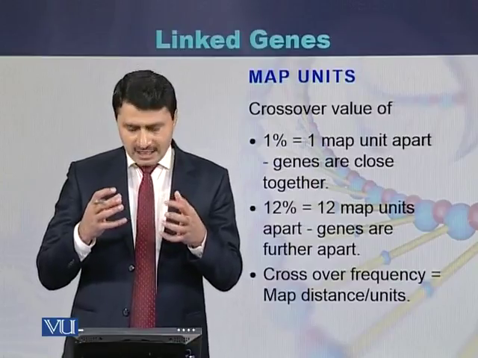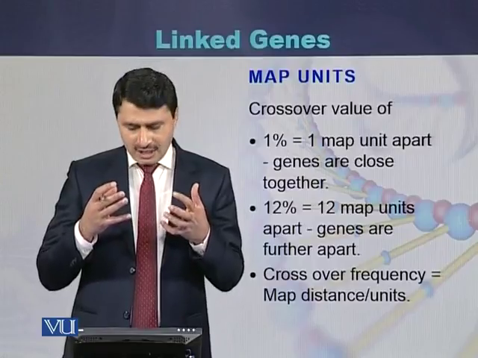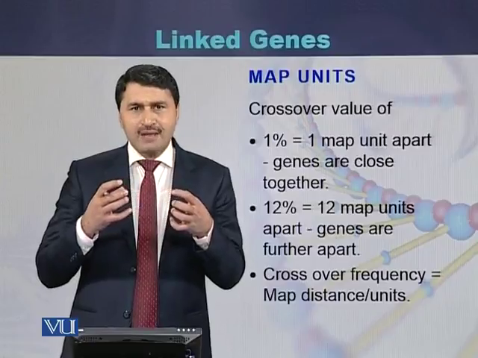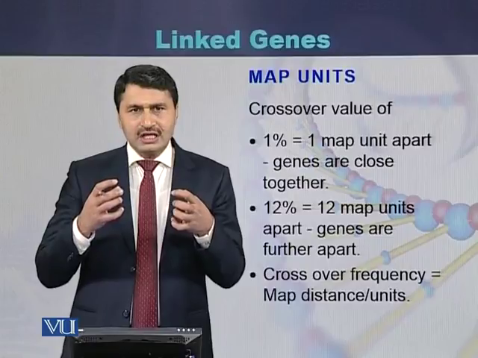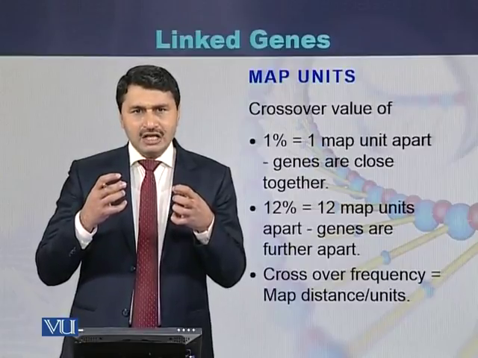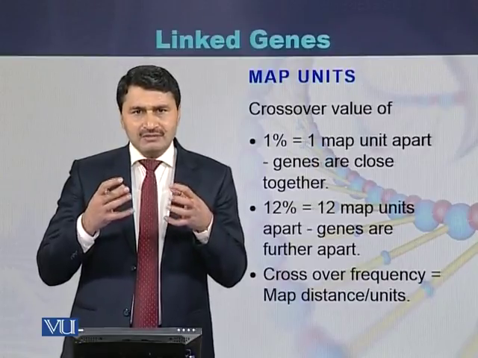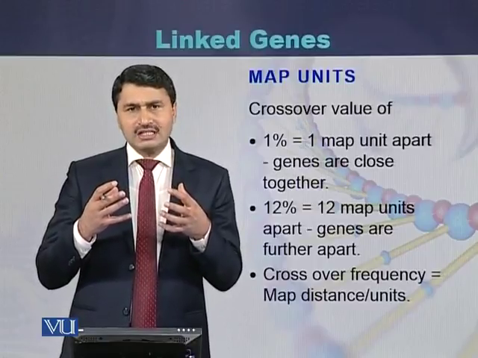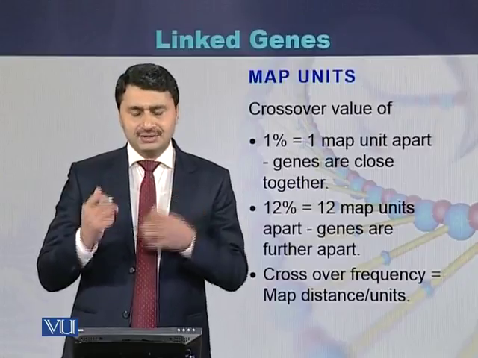But on the other hand, if the recombinant frequency is 12%, it means they are far away from each other, 12 map units. 12 map units mean they are far from each other. There is too much distance between these two genes, so there is a possibility that they will cross over with each other. Crossover frequency is measured in terms of map units or map distance.